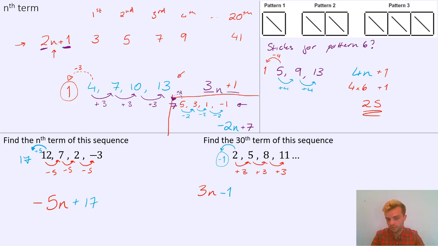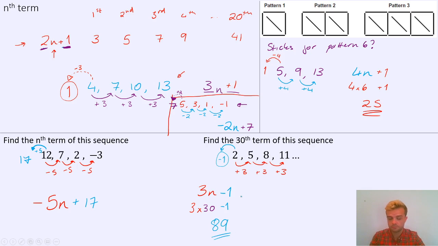But we didn't want the nth term specifically, we wanted to know the 30th term. And to work out the 30th term, we have to do 3 times 30 minus 1. 3 times 30 is 90, and 90 take away 1 is 89. So the 30th term in the sequence would be 89.